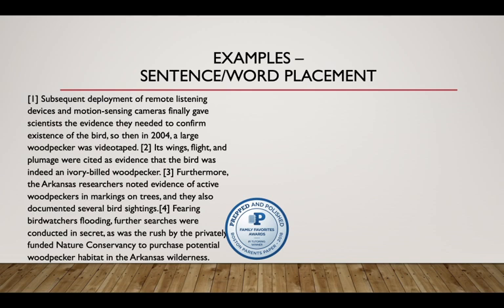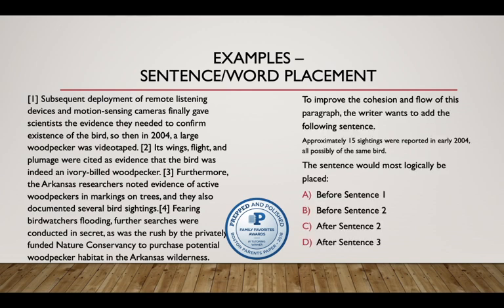Now, big paragraph. But now we're trying to improve the cohesion and flow of the paragraph. I want to add in this sentence: Approximately 15 sightings were reported in early 2004, all possibly of the same bird. So we have to figure out where this sentence would most logically be placed. Well, we talk about 2004 in sentence one at the beginning, so it doesn't make sense to go before sentence one.